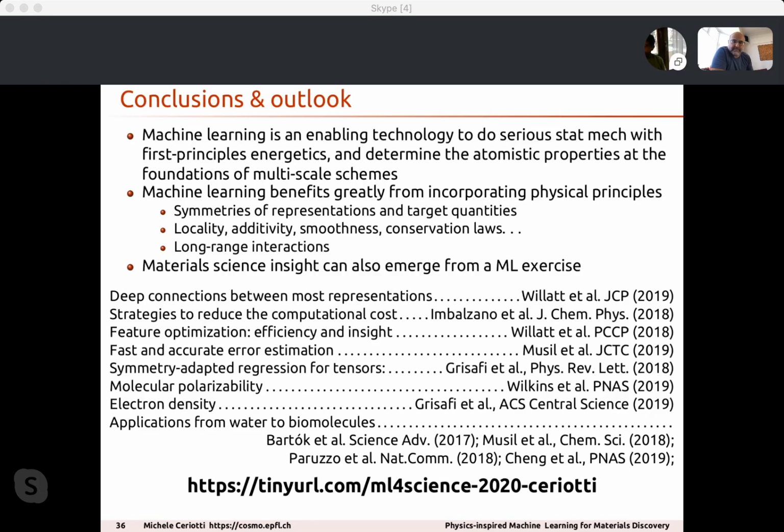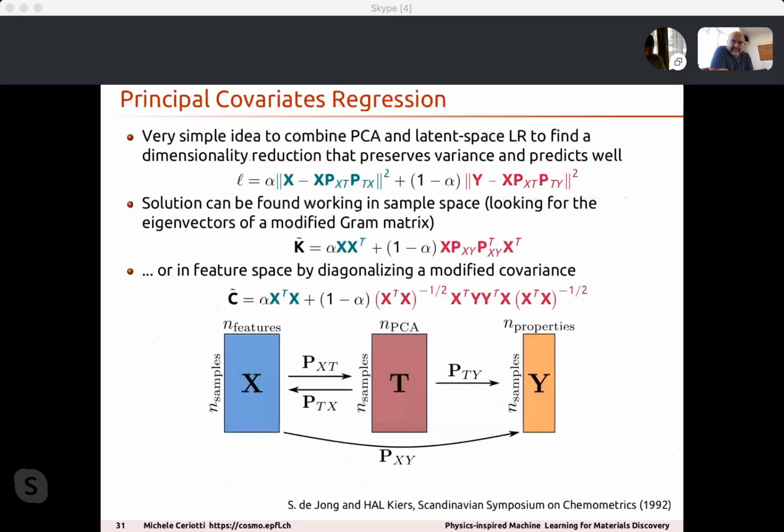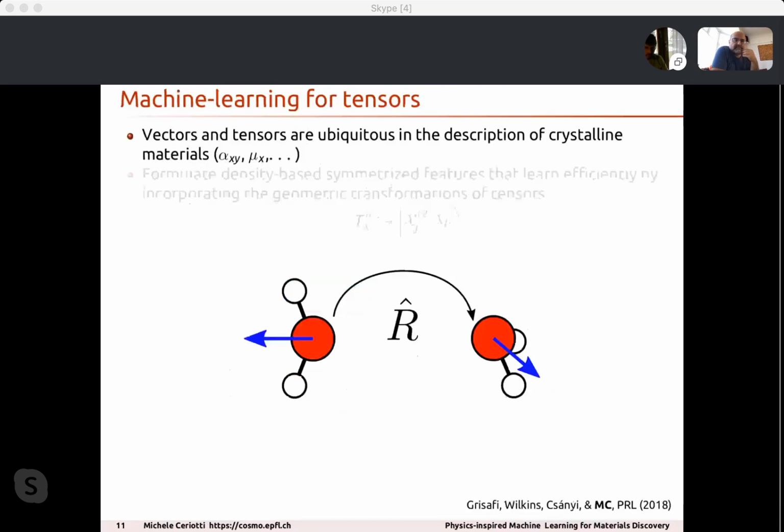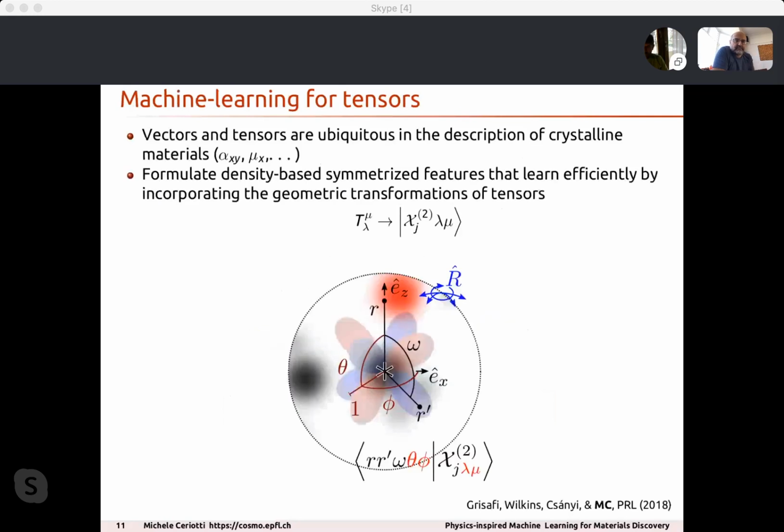Let me see if I have some backup. No, I don't have backup slides because stupidly I truncated these. Wait a second, I just go back to the. Okay, so how you build a tensorial representation.